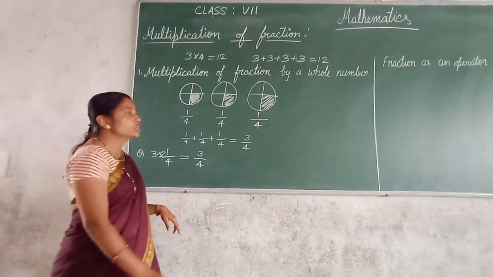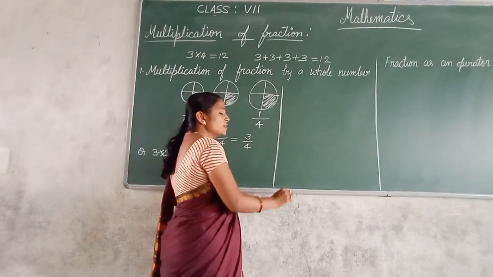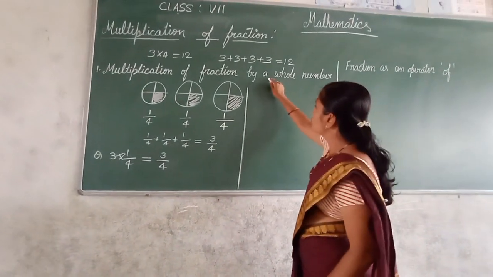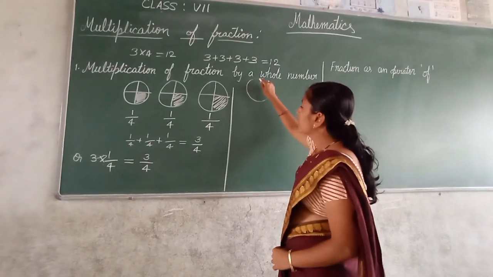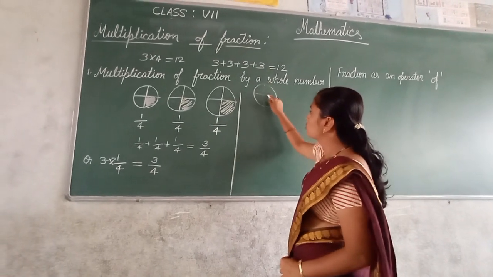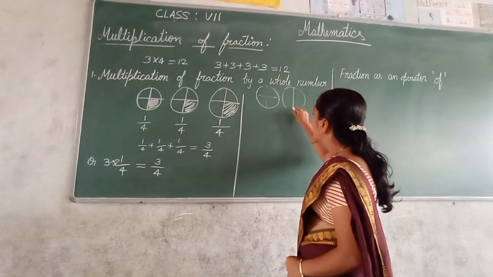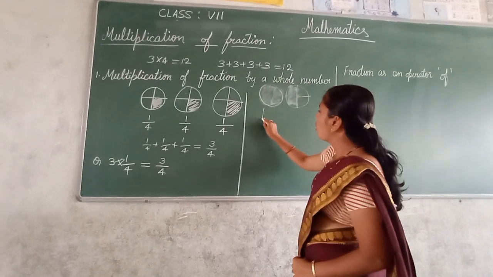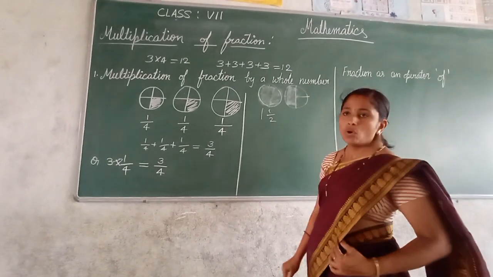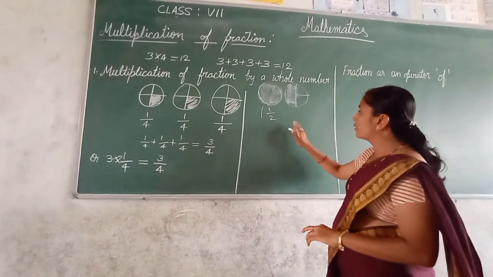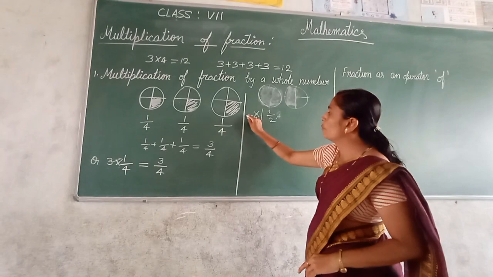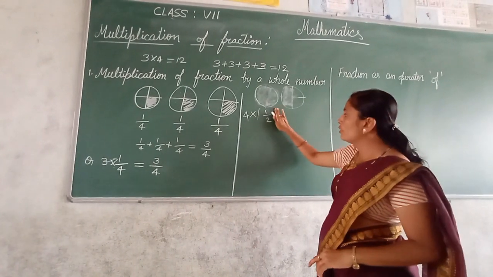What if the fraction is in the form of a mixed fraction? If it is a mixed fraction, the complete picture will be selected and another half picture. Here one complete picture and here 1 upon 2. This you have to multiply by 4, or if they are asking you to multiply by 4, how will you do it?